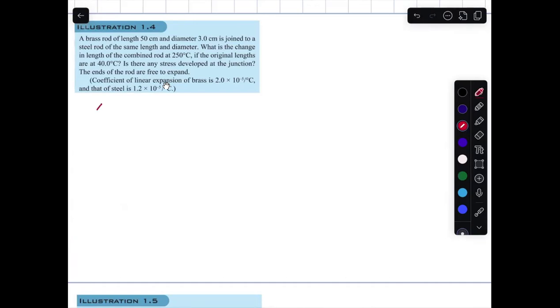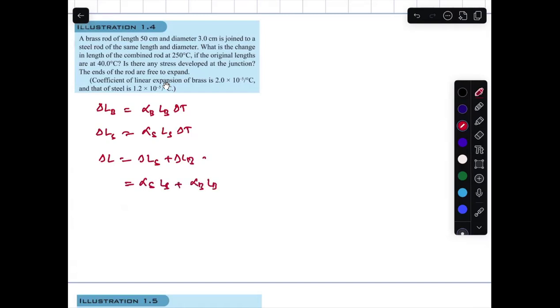So very simple. Delta L brass is alpha brass, L brass, delta T. Delta L steel, alpha steel, L steel, delta T. They are free ends. They are not rigidly pivoted or something. Free. So the total delta L is delta L S plus delta L B, which is alpha S L S plus alpha B L B, times delta T. Just substitute, you will get the required answer.